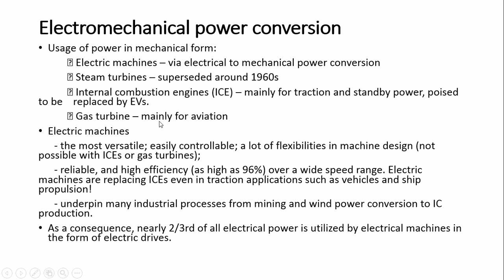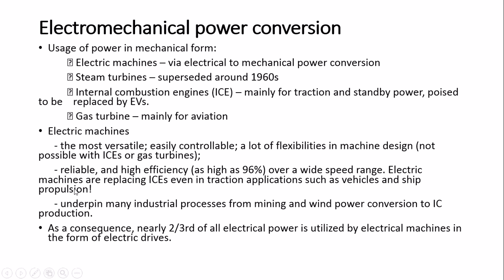Electromechanical power conversion: use of power in mechanical form. First, the electric machine, by electrical to mechanical power conversion. Steam turbine, around 1960. The third one is the internal combustion engine, ICE, mainly for traction and standby power, to be replaced by electric vehicles. Gas turbine, mainly for aviation. If I am talking about the electric machine, it is the most versatile, easy to control, with a lot of flexibility in machine design, not possible with the IC engine and gas turbine.